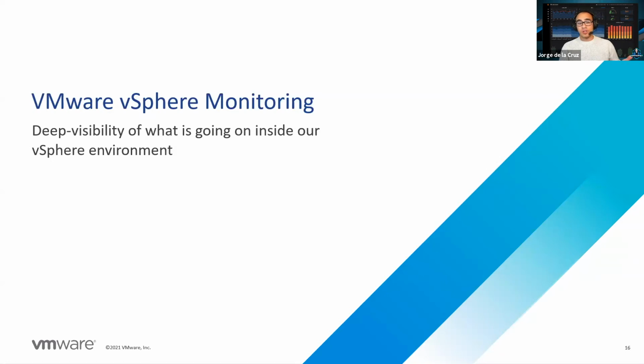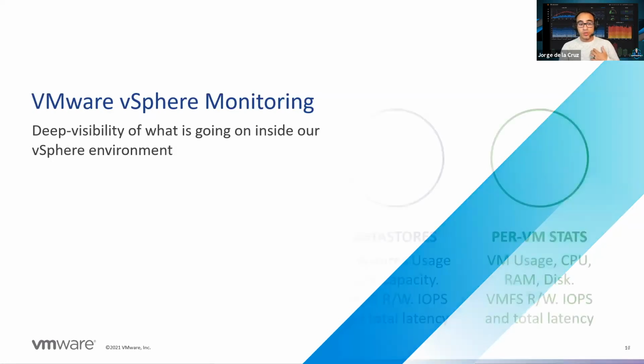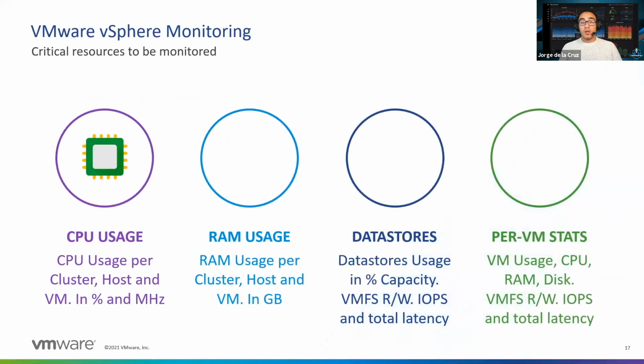VMware vSphere monitoring. It's the visibility of what's going on inside our vSphere environment. From a normal observability perspective on your cluster, you will probably want to see the CPU usage per cluster, per host, per VM, probably in percentage, probably as well in megahertz, depending on the use case. The RAM usage as well, you will probably want to see per cluster, host and per VM, probably in gigabytes, sometimes in percentage as well.